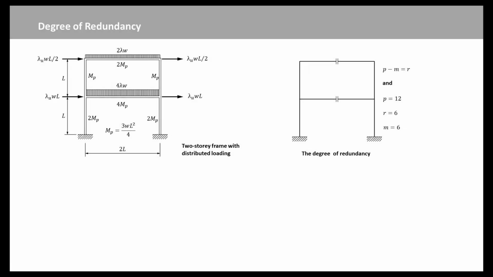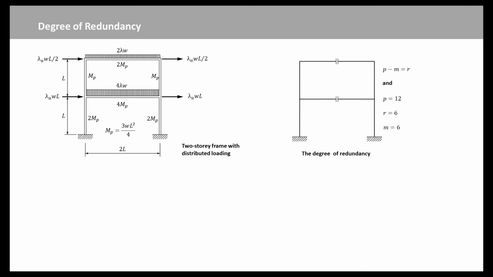The two-story frame is shown in this figure, and on it are shown the points at which plastic hinges could form. In general, there will be p such points, p equal to 12 in this figure. The bending moment diagram at collapse can be drawn if the bending moment is known at each of these points, so there are p unknowns.